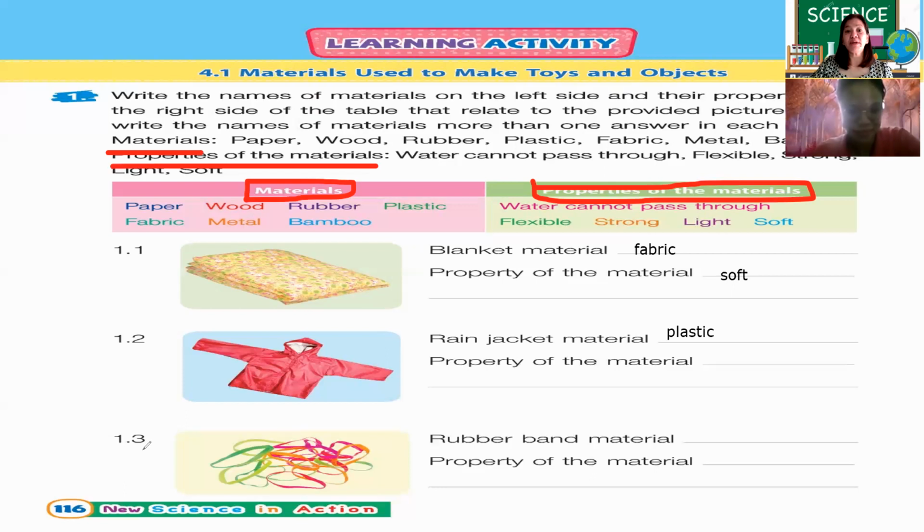Okay, number 3. Please write your answer. If you have a wrong answer, copy the correct answer now. When we review, you got it all correct. Number 3, we have rubber band. What material is a rubber band made of? Of course, yes. It is made of rubber. That's why we call it rubber band.